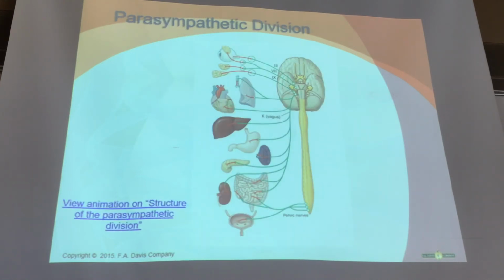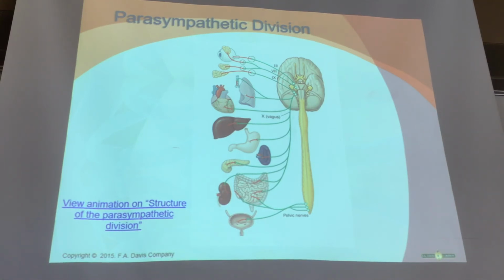Okay, so now let's talk about the parasympathetic and how it differs. This is our calming autonomic system. This brings everything back down. So you can also call this one rest and digest. Sympathetic is fight or flight. Parasympathetic is rest and digest.